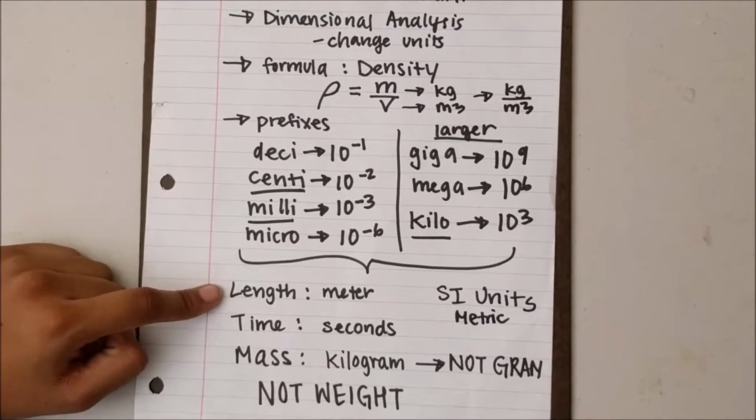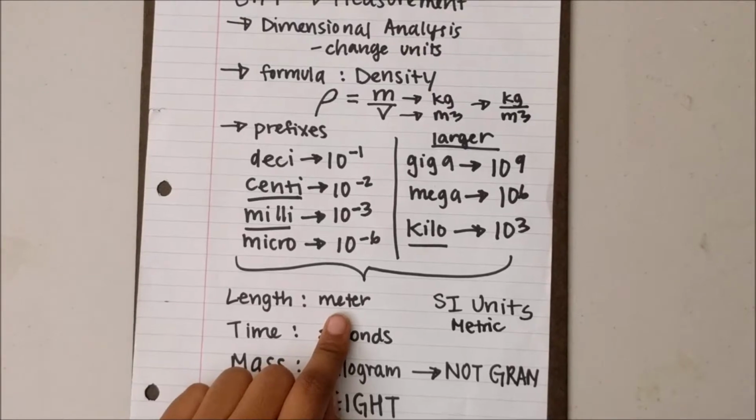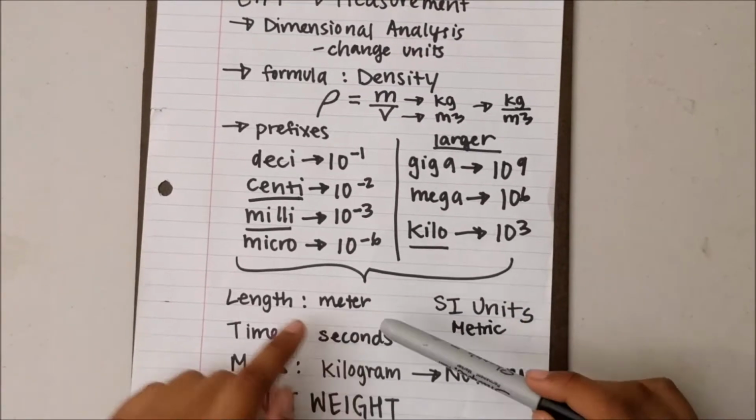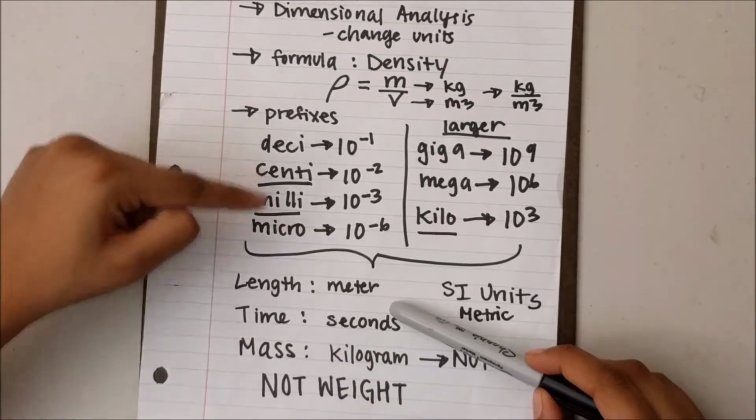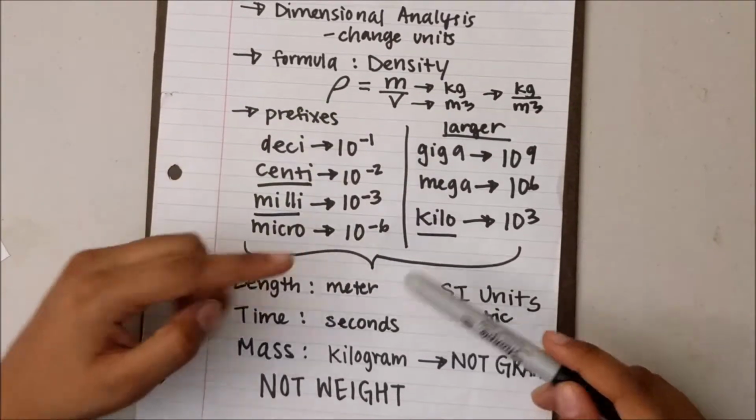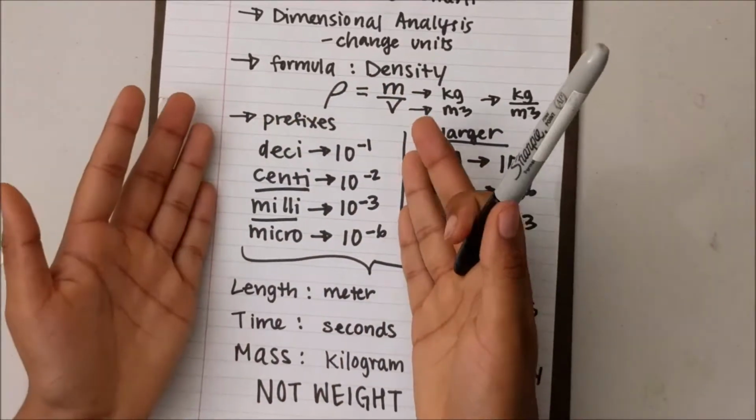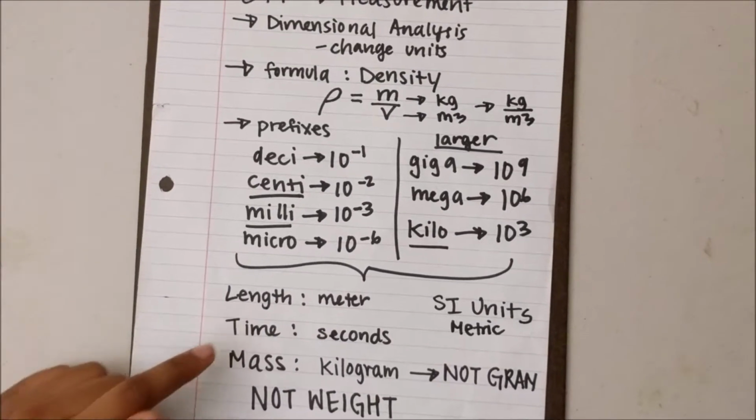So the measurement for length is meter. So this is the base measurement. Everything is based on this, and we can add prefixes to this to convey a larger form or a smaller form. This is used for length.